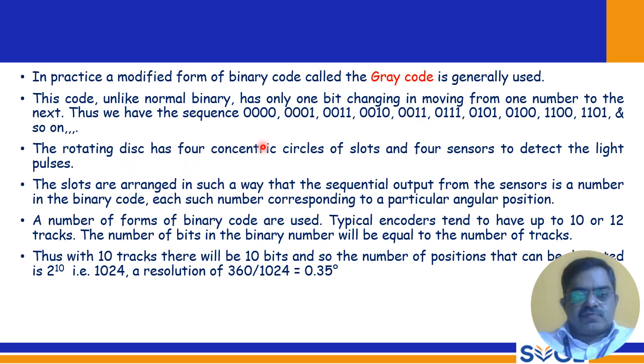The rotating disk has four concentric circles of slots and four sensors to detect the light pulses. The slots are arranged in such a way that the sequential output from the sensors is a number in the binary code, each such number corresponding to a particular angular position. A number of forms of binary code are used. Typical encoders tend to have up to 10 or 12 tracks. The number of bits in the binary number will be equal to the number of tracks. So here the resolution is 0.35 degrees. That is a very fine resolution you can get using this. A simple example is given here.